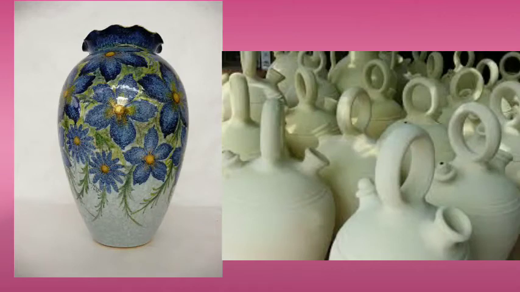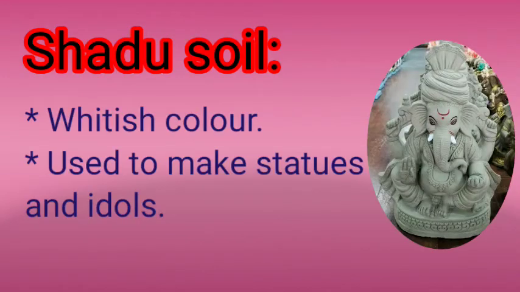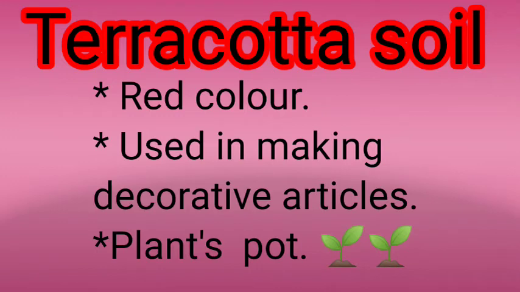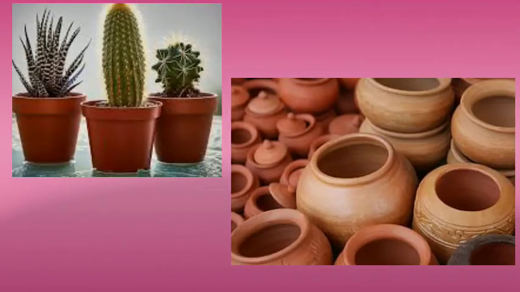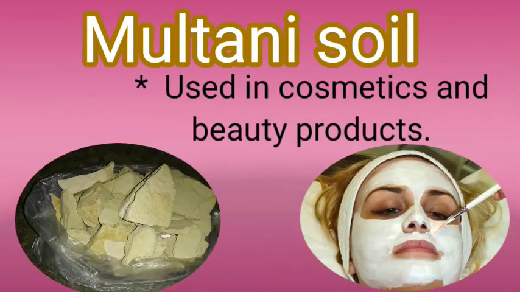Second type is Shadu soil. It is whitish in color and used for making statues and idols, which are eco-friendly. Third type of soil is terracotta soil. This soil is red in color and used for making decorative articles and pots used for growing plants. Fourth type of soil is Multani soil, or we also call it Multani Mati. This soil is used in different cosmetics and beauty products.